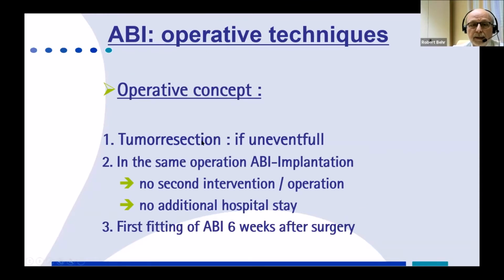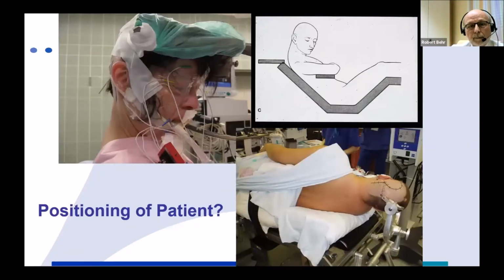What are the operative techniques or the operative concept? First of all, of course, tumor resection in the NF2 patients. If this is uneventful, in the same operation we do the implantation of the ABI. So in general, no second intervention or operation is necessary, no additional hospital stay. And if everything went well, the first fitting of the ABI will happen 6 weeks, normally 6 to 8 weeks after the surgery. So this is the course. And now the question is also very often, how shall I position the patient?